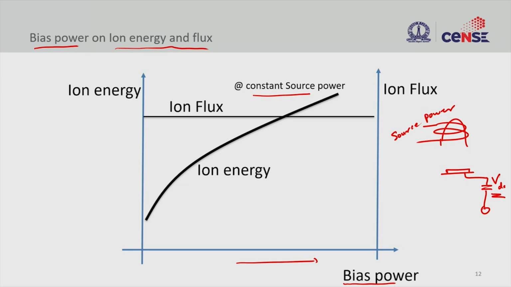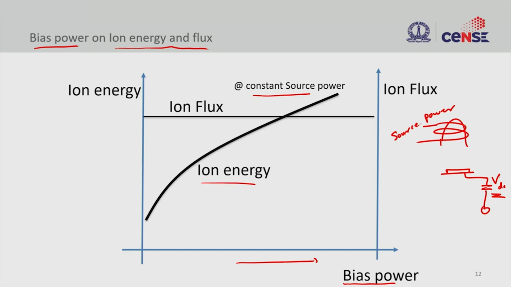So ion energy will increase with respect to bias, right? That is because you are accelerating, so you are trying to push all the ions from the plasma onto the substrate. So naturally your ion energy will actually increase.